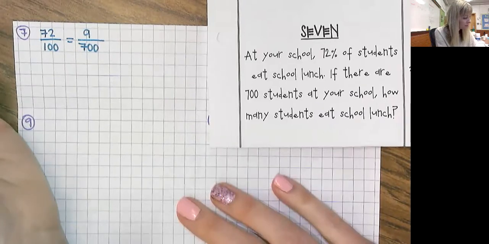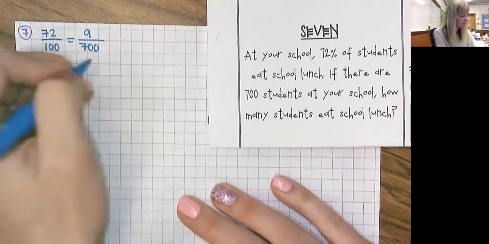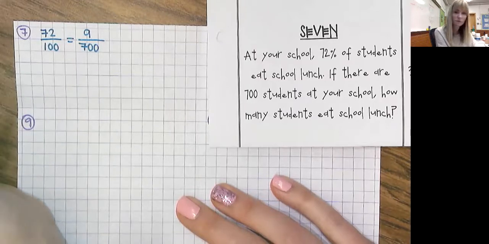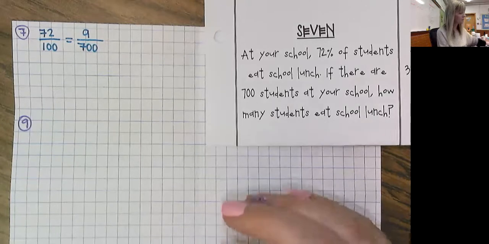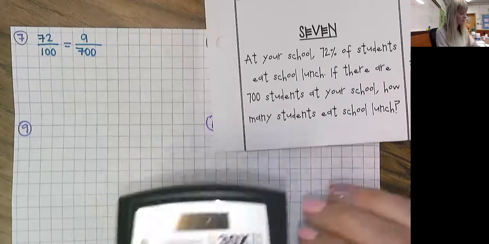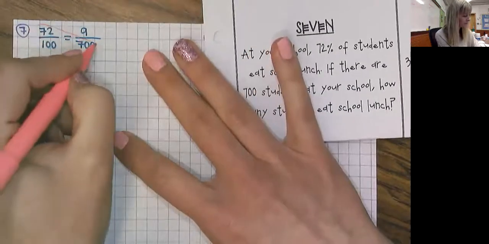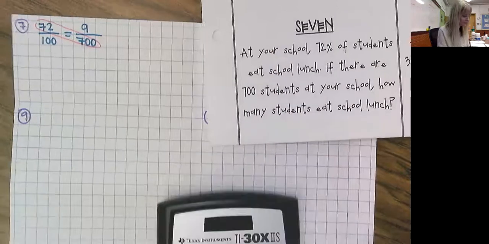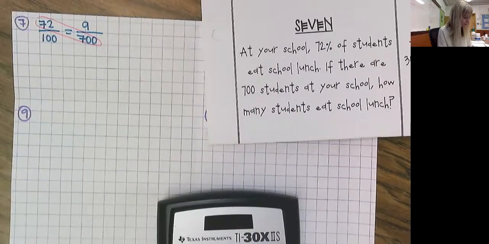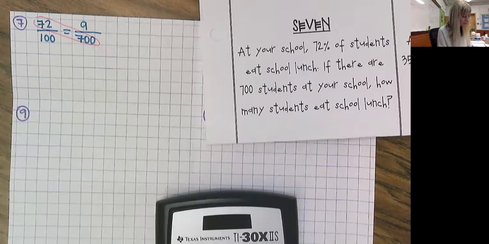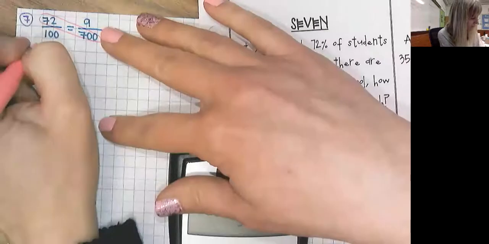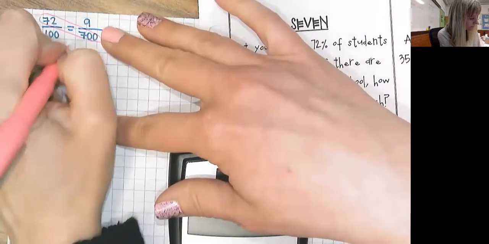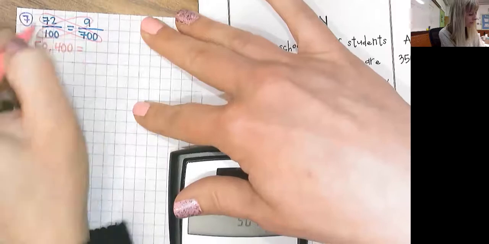This is definitely part of the standard. At your school, 72% of students eat school lunch. If there are 700 students at your school, how many students eat school lunch? I set up equivalent ratios so that I could cross multiply and solve. So I'm going to do 72 times 700. And you can circle them like this if it helps you. If you don't need to circle them, that's fine too. But I'm going to do 72 times 700. That gives me this big thing, 50,400, equals 100 times A.